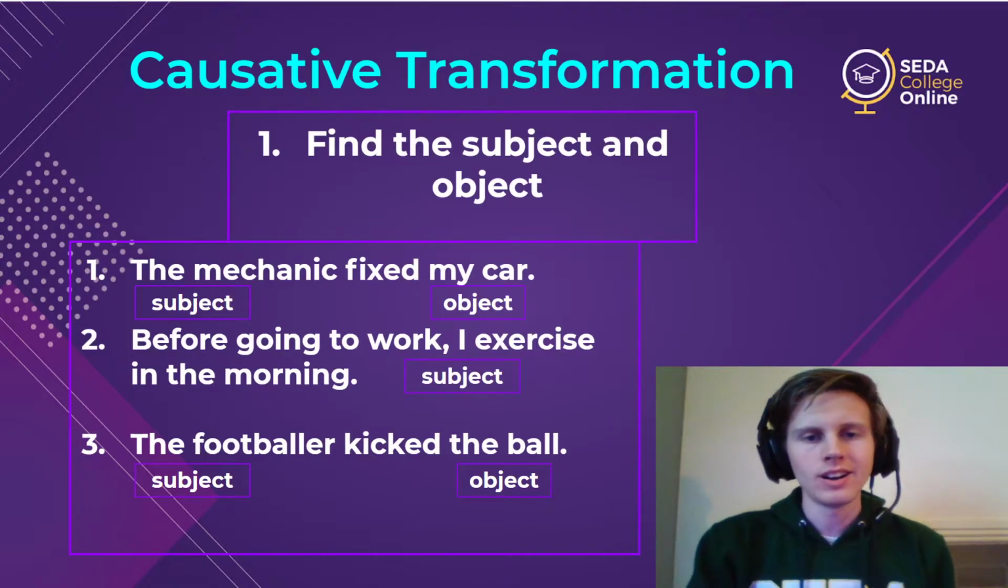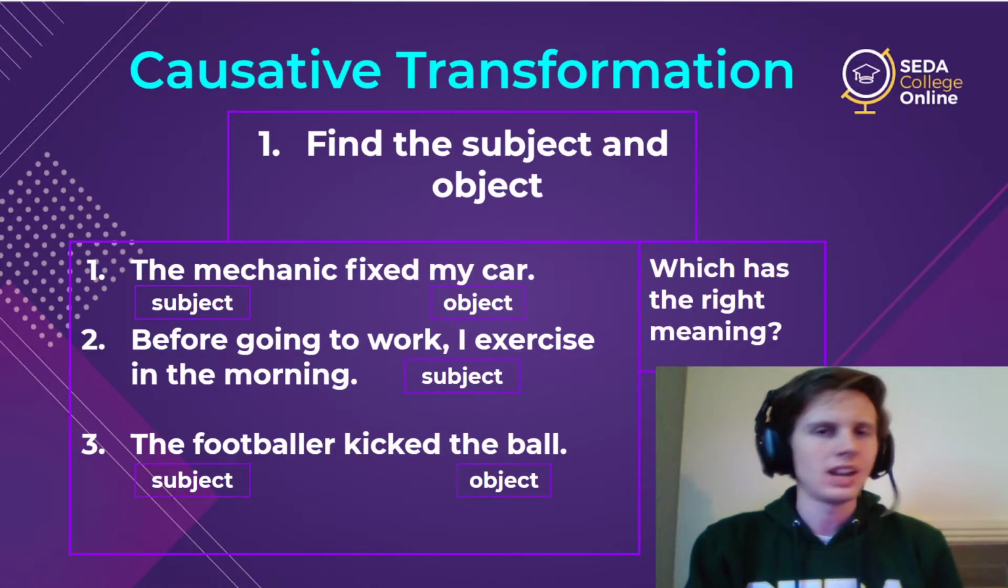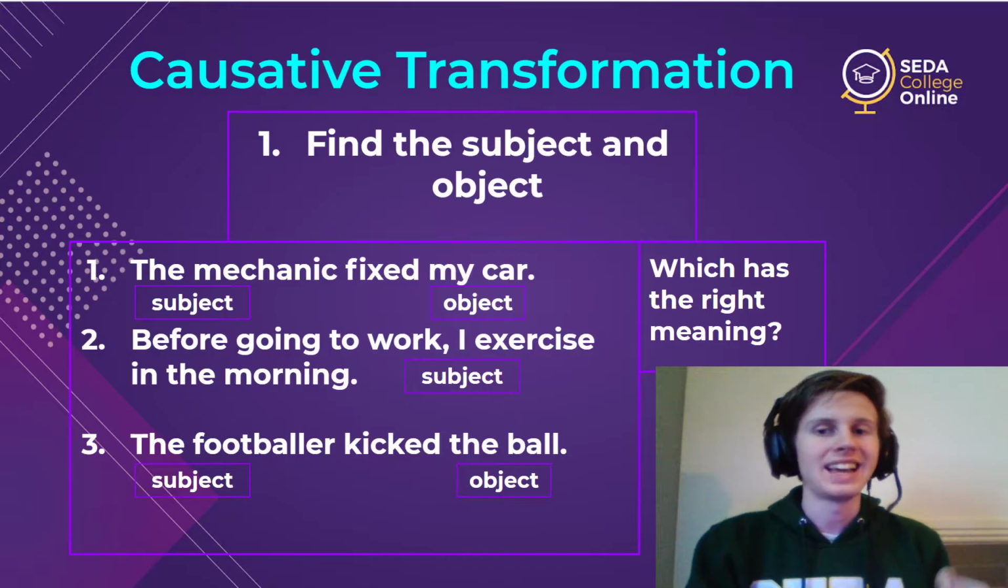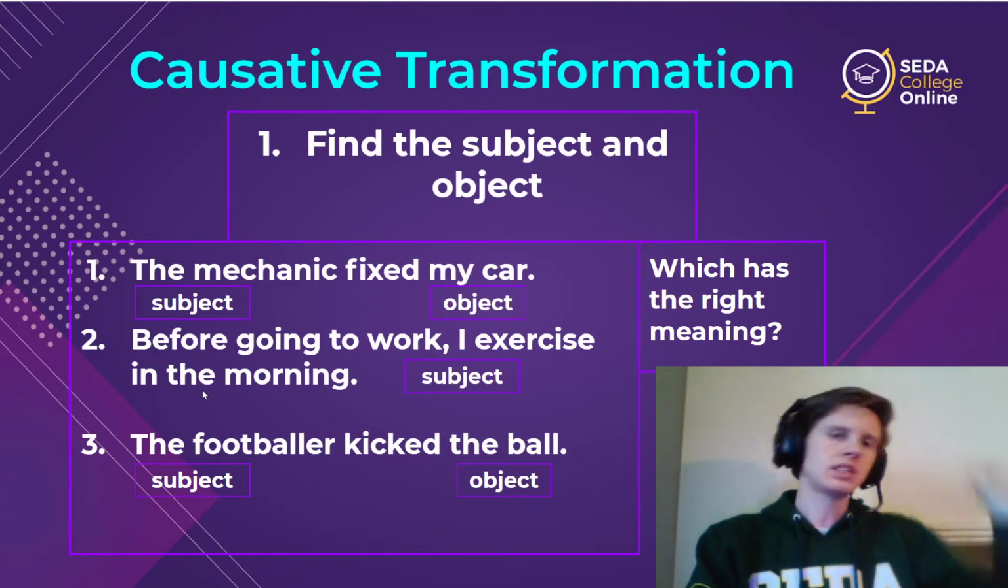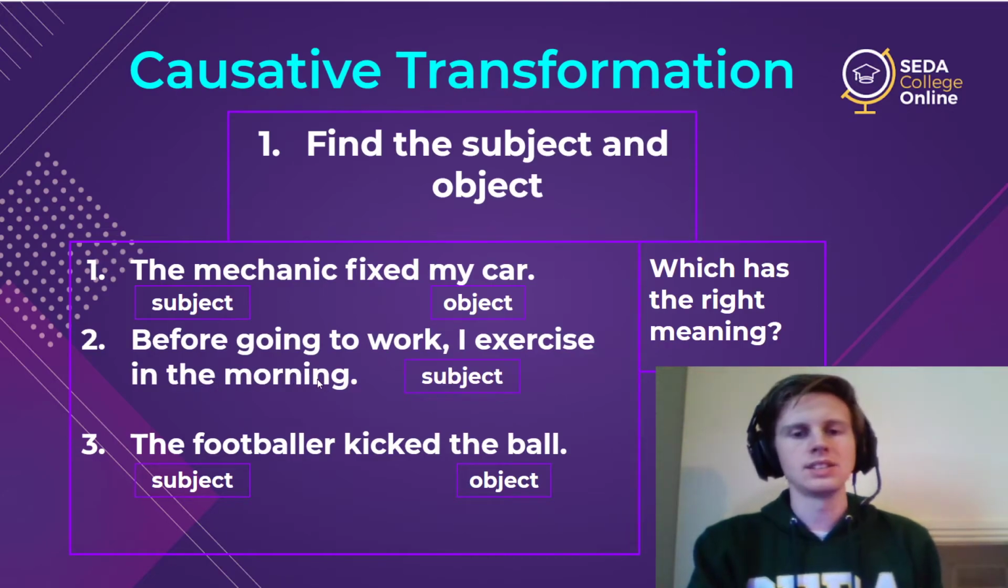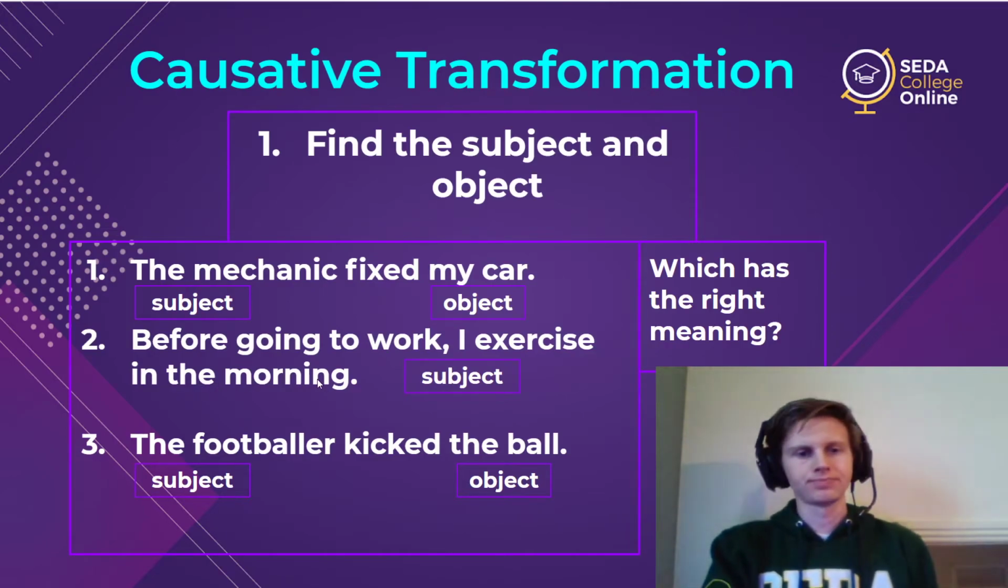However, for the causative, we have to be more careful. Which has the right meaning? So we know that we need a subject and an object to make the causative. So number 2 is gone. We can't use it. This sentence is only active.